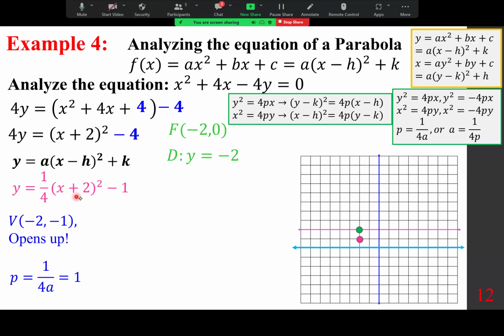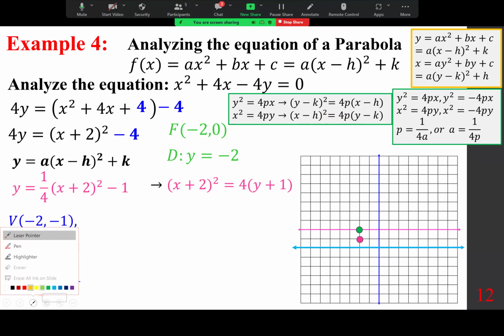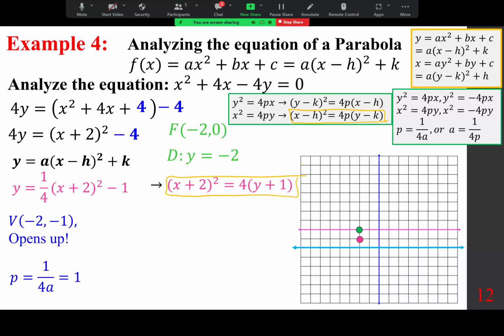All right, we can rewrite this by moving -1 to the other side, making it +1, and times 4. And this is the format: (x minus h) quantity squared equals 4p(y minus k). So the formats are as follows. These are the two formats.